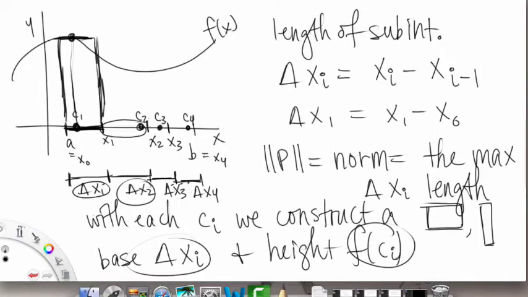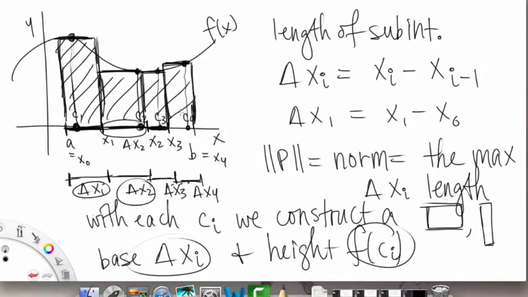For the second rectangle, we take this base, delta x sub 2, that's the length. Then we take c sub 2, our sample point, and draw our line straight up, just like plugging that value into f of x, and create our rectangle there. We do the same thing for the next ones. For this rectangle, take c sub 3, draw a line straight up. That's even with the other rectangle. And lastly, c sub 4 is a little bit higher, so we draw a line straight across and create that last rectangle. Then we take the area of each of those and add them together.